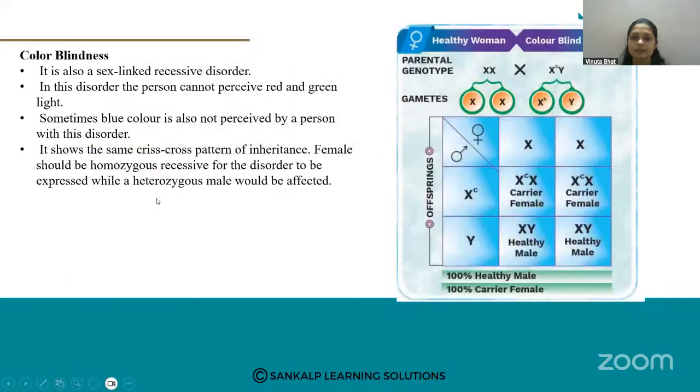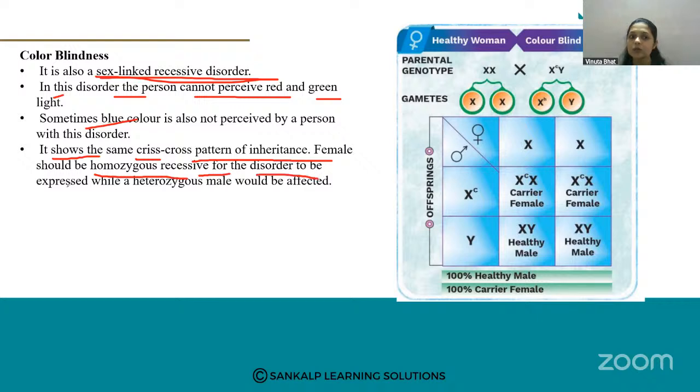Next one, color blindness. What is this disease? Color blindness. It is also a sex-linked recessive disorder. Okay, color blindness is also a sex-linked recessive disorder. In this disorder, the person cannot perceive red and green light. So the person is not able to distinguish the red and green color, sometimes blue color also. It shows the same crisscross pattern of inheritance. Female should be homozygous recessive for the disorder to be expressed, while the heterozygous male would be affected.